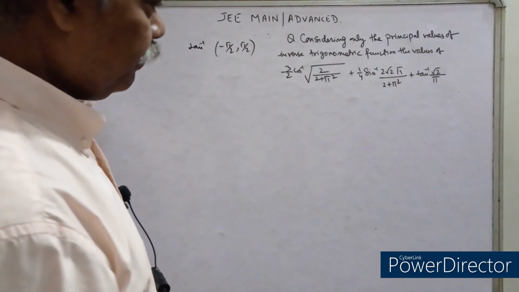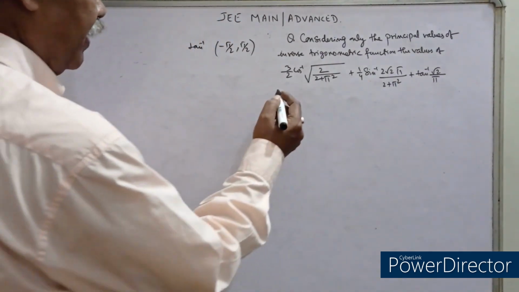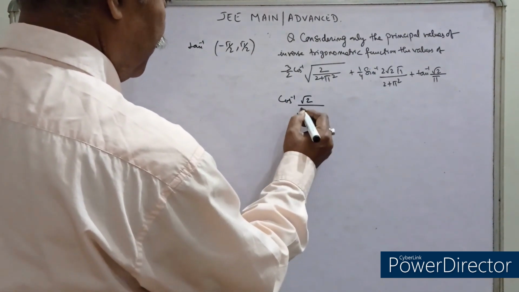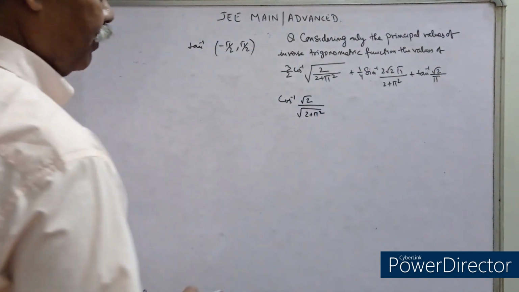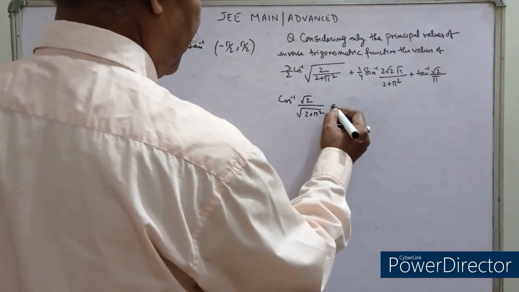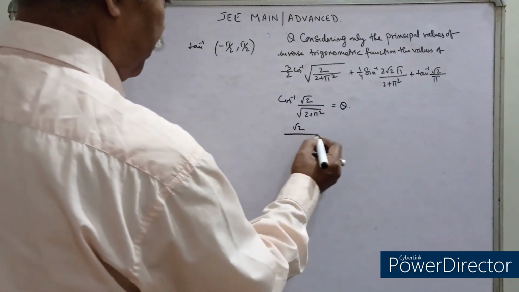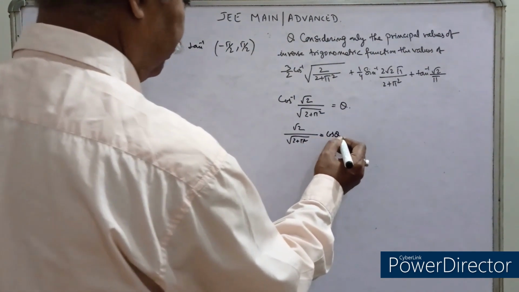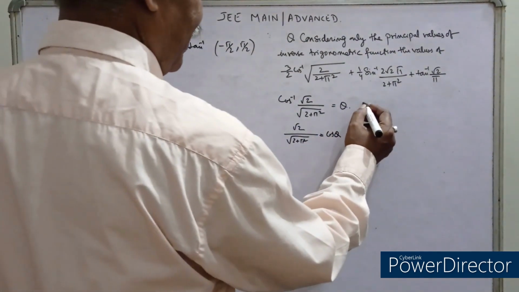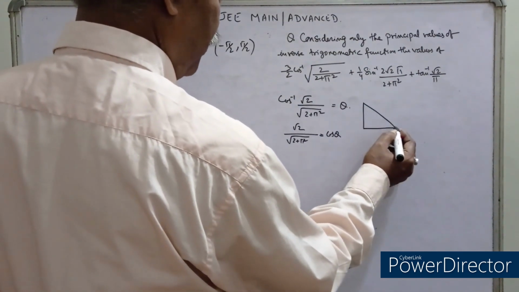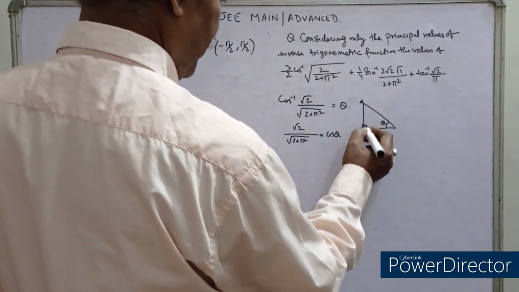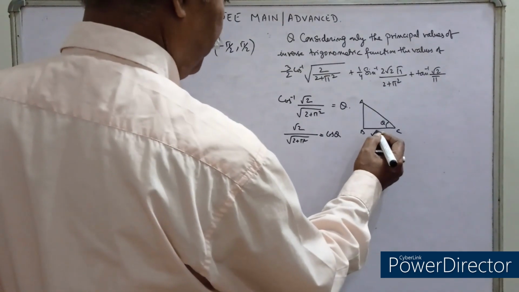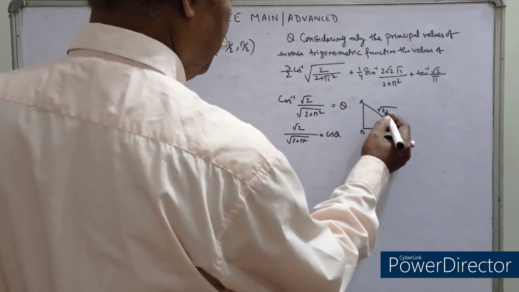So how to solve it? First of all, let us take this cos inverse, root 2 by root 2 plus pi square. If this is theta, then cos theta equals root 2 by root 2 plus pi square. Now let us take a right angle triangle. Such types of problems you have already solved. This is theta, triangle ABC. So cos theta is base by hypotenuse, root 2 by root 2 plus pi square.